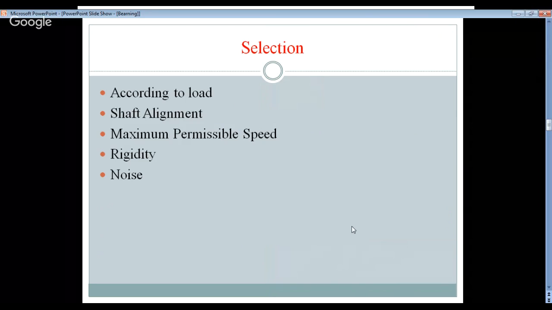Next one is maximum permissible speed, means RPM, revolutions per minute, which is offered through power transmission device, or means for which power transmission device the shaft is attached. It may be generator, it may be electrical motor, etc. Third one is rating and noise.